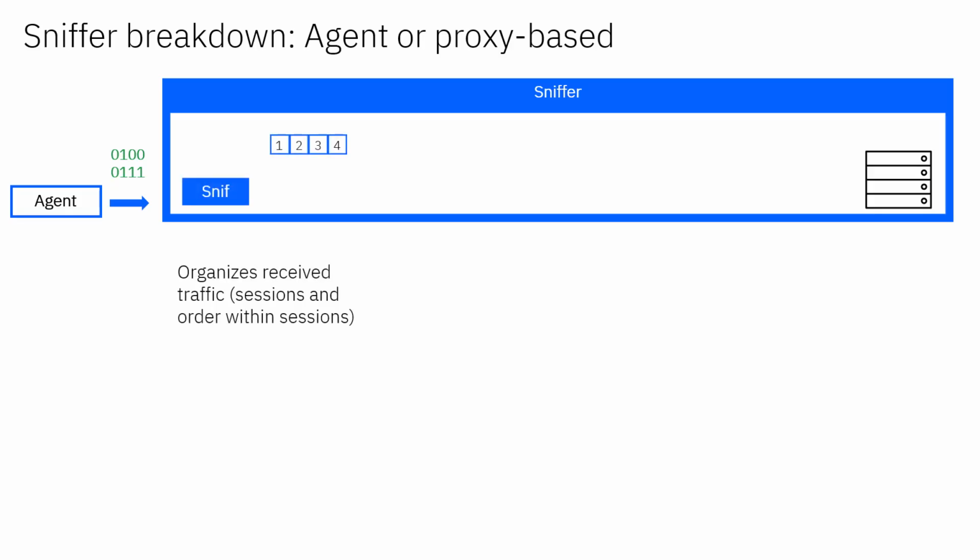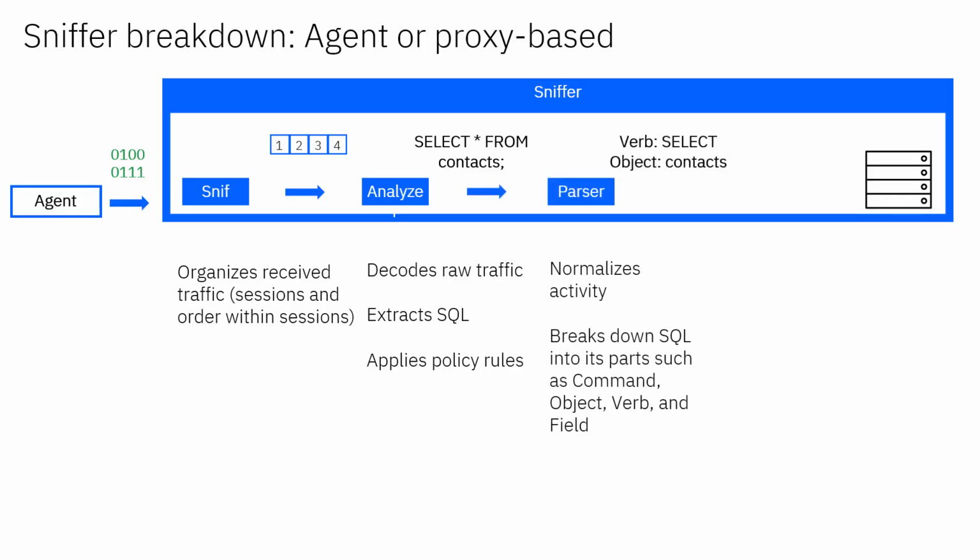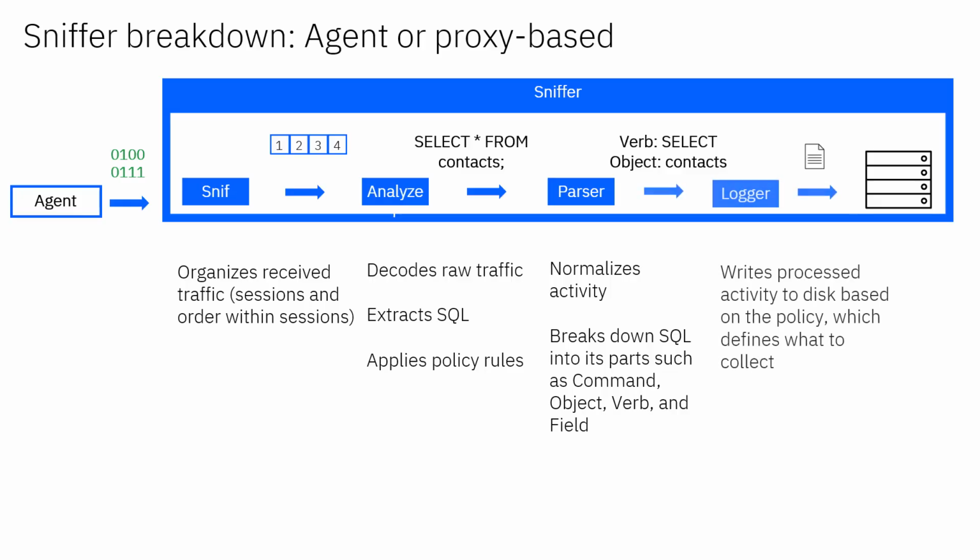Because events might be received in a different order than the sequence in which they occurred, the sniffer organizes the received traffic. Then it analyzes the traffic, decodes and extracts SQL, and applies policy rules. Next, it parses the traffic by breaking it down into component parts such as SQL command, object, verb, and fields. Then it writes this parsed traffic to the collector database based on policy. Some events might be written while others are not.